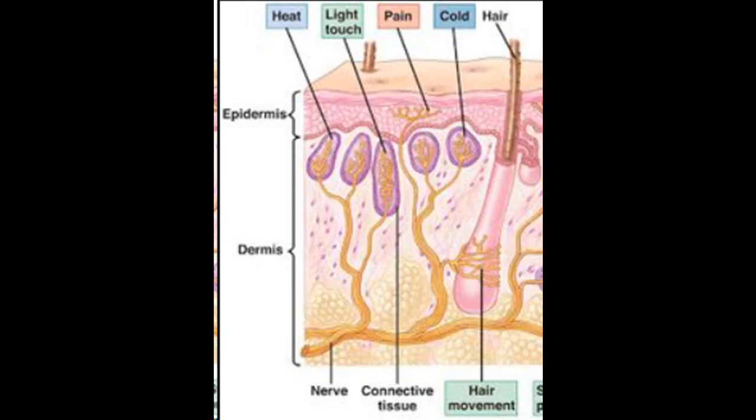What are the other sensory organs? Apart from skin, you have the eyes, the ears, the nose, and the tongue. What is the function of these organs? Eyes, vision; ears, hearing; nose, smell; and tongue, taste.